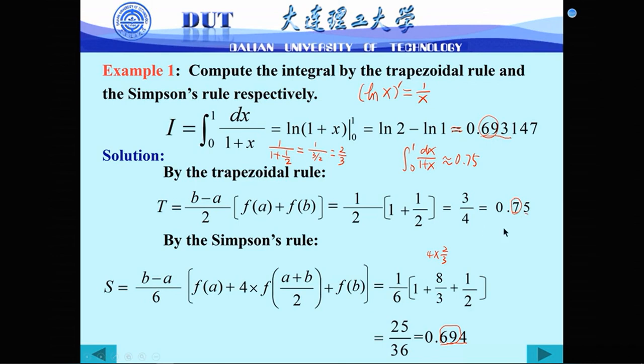It's okay? Of course, here I don't use the theoretical analysis to prove Simpson's rule is better than trapezoidal rule, but now for the numerical example, we know, okay, Simpson's rule is better because we use three function values. Trapezoidal rule only uses 2 function values. It's okay? Okay, so this is example 1.